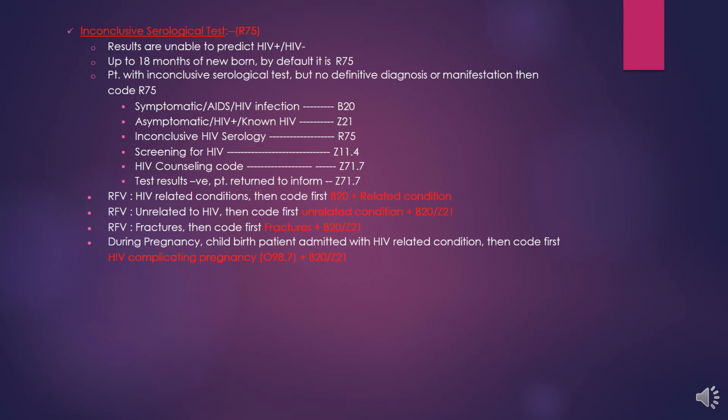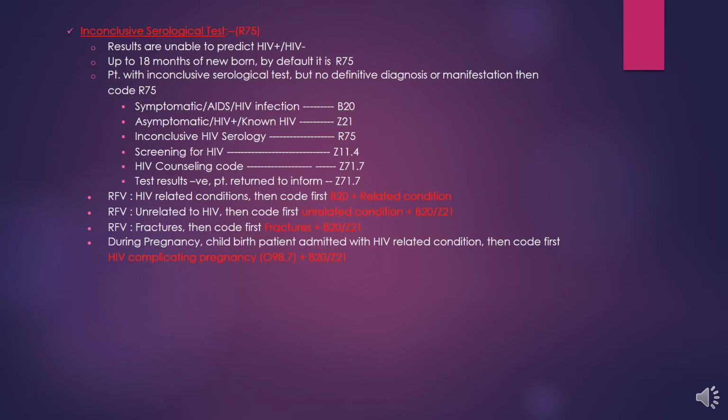For HIV counseling, code Z71.7. Test results: if the patient returns to be informed, Z71.7. If the reason for visit is an HIV related condition, then code first B20 followed by the related condition. If the reason for visit is unrelated to HIV, then code first the unrelated condition, then B20 or Z21. Example: reason for visit fractures, code first fractures, then B20 or Z21.